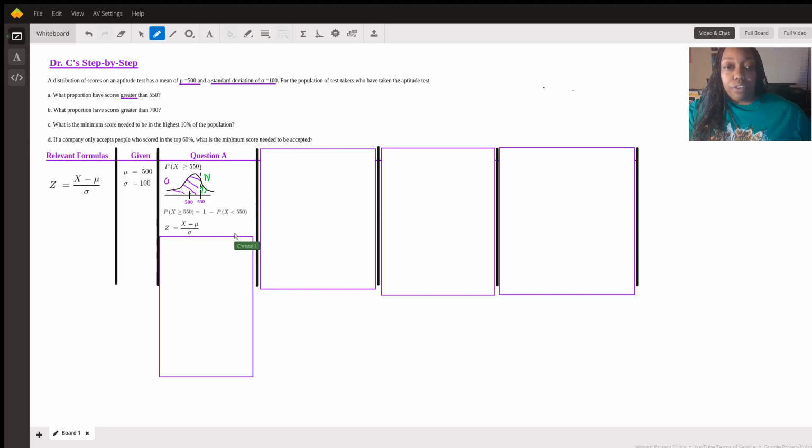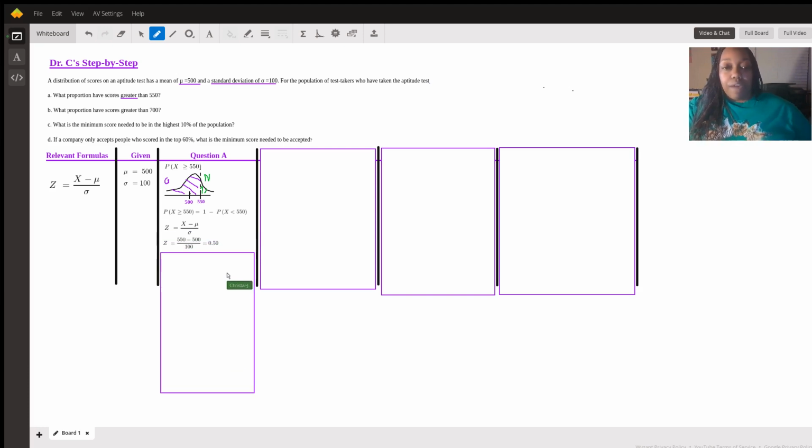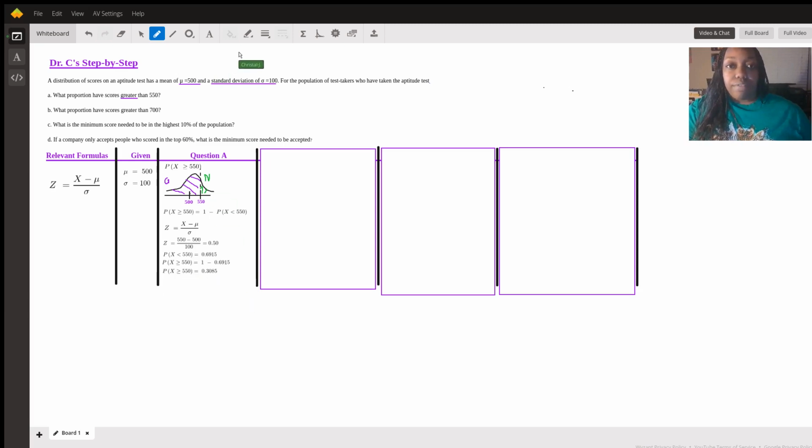So we have our formula for Z, and then we're going to fill it in, and we find a Z-score of 0.5, right? So when we go to the Z-table chart, we know that the 0.5 is 0.6915. And after that, because we just said that we're going to subtract, we take 1 minus 0.6915. And that gives us a score of 0.3085 for this one.